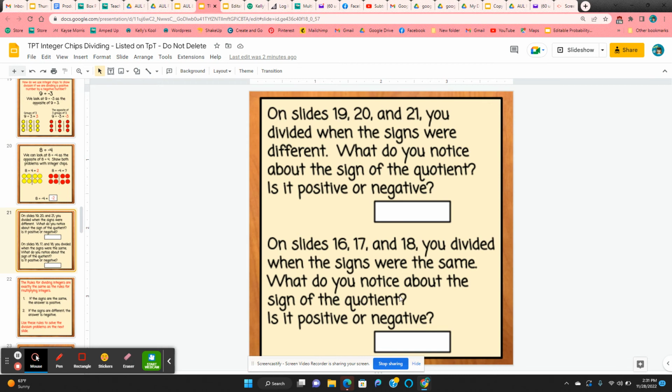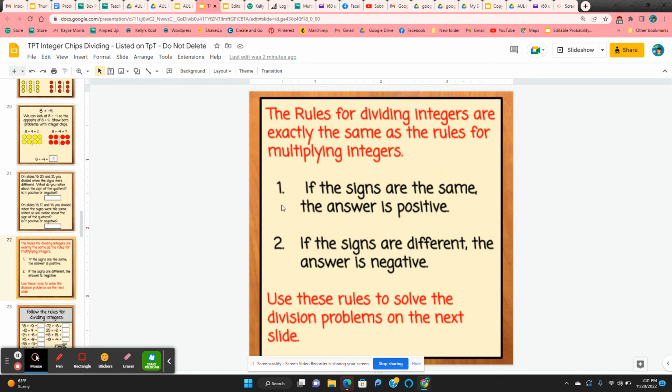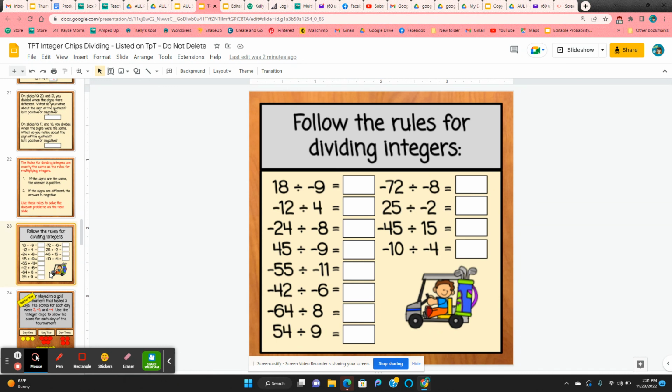Next slide, they're just going to write negative or positive. They're going to look back on these slides. What did they notice when they're dividing and the signs are different? What is the quotient, positive or negative? If they're dividing and the signs are the same, what is the quotient, positive or negative? So it just brings them to the rules, which are the same rules for multiplying integers. And then that follows up with the final slide where they're just going to type in the answer. Now they know the rules. Now they can find the answers to each of these problems.